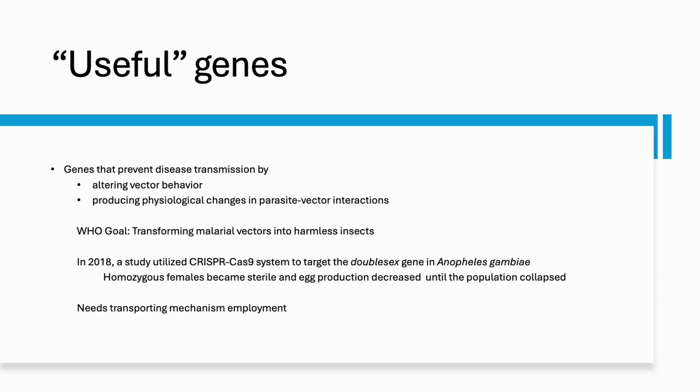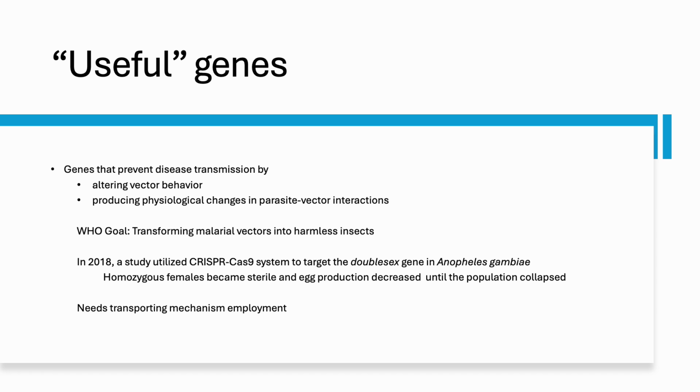Useful genes are genes that prevent disease transmission, and they do so by altering vector behavior or producing physiological changes in parasite/vector interactions. The goal of WHO is to transform malarial vectors into harmless insects that do not transmit diseases.